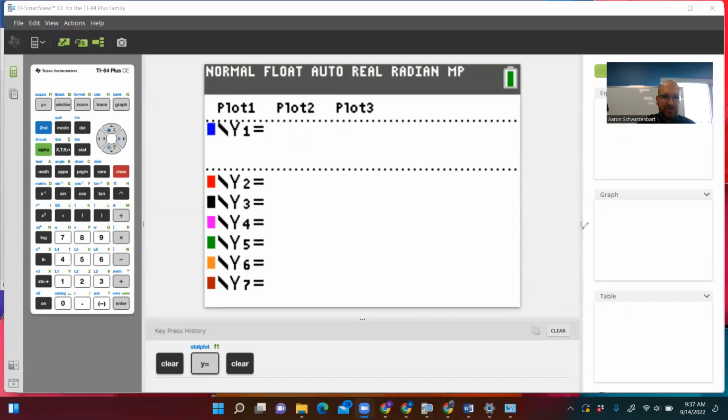Okay, today we're going to talk about solving equations with a graphing calculator. And so here is our TI-84 example calculator. The equation we're going to solve is going to be this: x cubed minus x minus 1 equals 0.